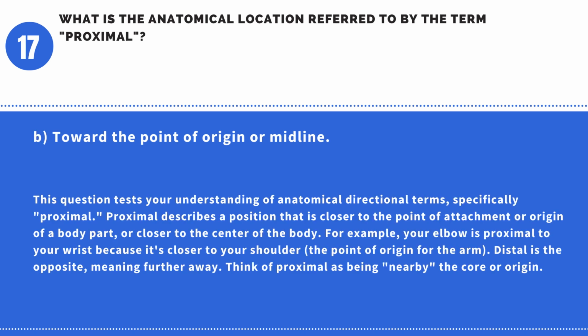Answer: B. Toward the point of origin or midline. This question tests your understanding of anatomical directional terms, specifically proximal. Proximal describes a position that is closer to the point of attachment or origin of a body part, or closer to the center of the body. For example, your elbow is proximal to your wrist because it's closer to your shoulder, the point of origin for the arm. Distal is the opposite, meaning further away. Think of proximal as being nearby the core or origin.